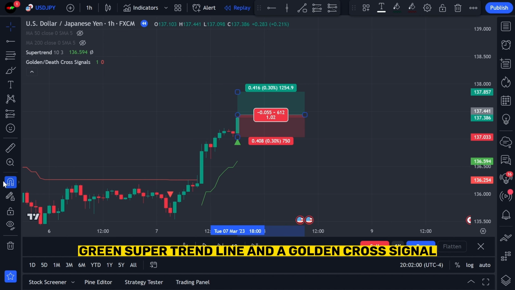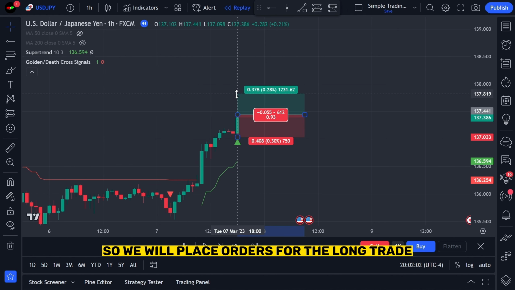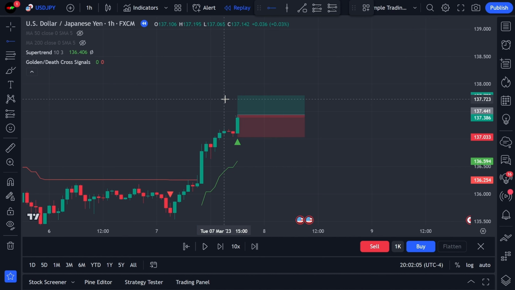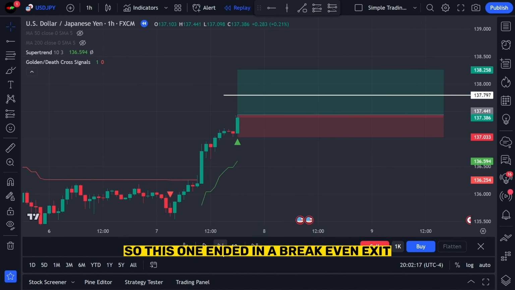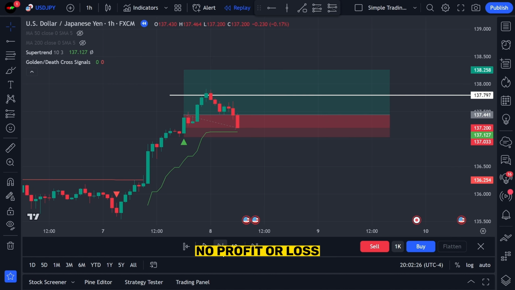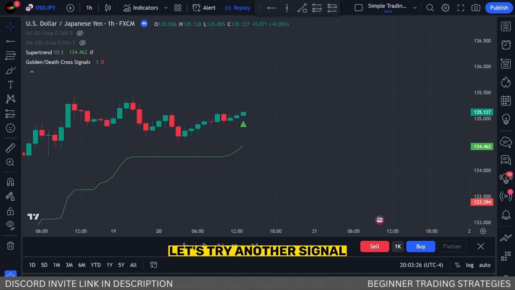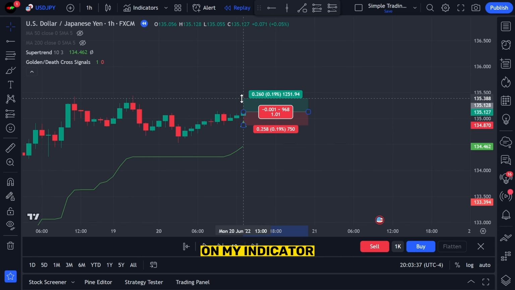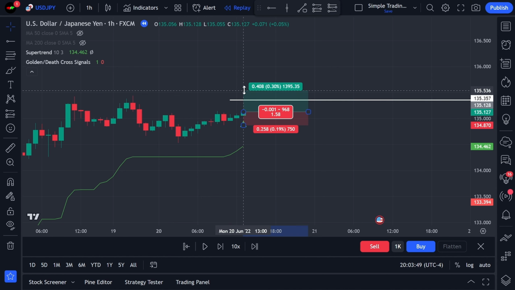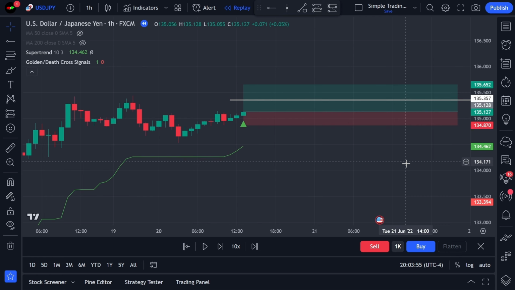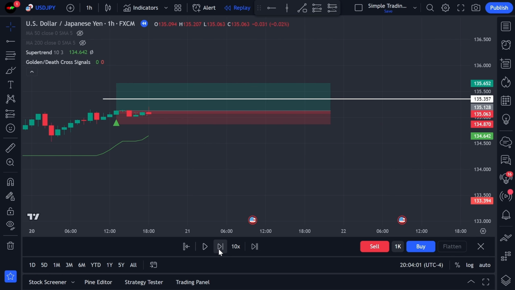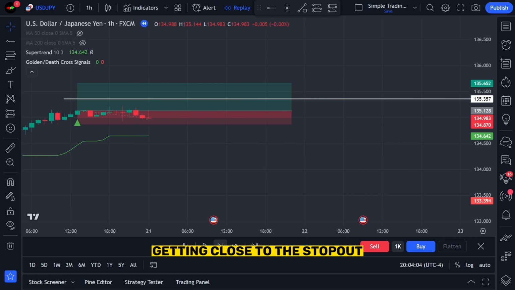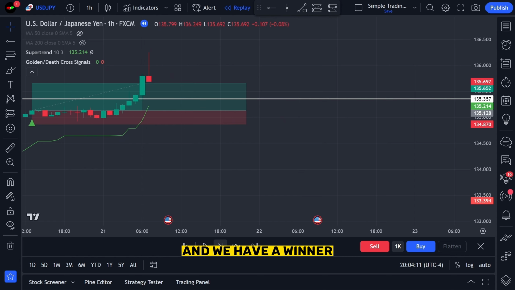Green supertrend line and a golden cross signal, so we will place orders for the long trade. So, this one ended in a break-even exit. No profit or loss. Let's try another signal. Green supertrend and golden cross signal on my indicator. We place the orders. Getting close to the stop out. And we have a winner.